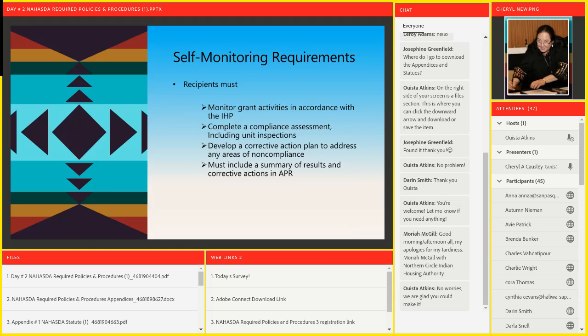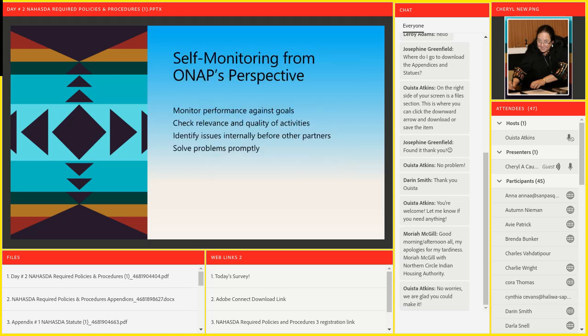Recipients must monitor grant activities in accordance with your Indian Housing Plan, complete a compliance assessment, including your unit inspections, and develop a corrective action plan to address any areas of noncompliance. It must include a summary of results and corrective actions in your APR. So you've got to make sure that you're reporting on that within that APR.